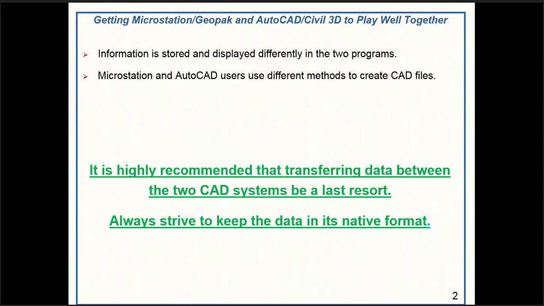So once more, it should be noted that some intelligence may be lost when transferring data between the MicroStation and Civil 3D platforms. Essentially, after importing or exporting the data to Civil 3D, you'll only be able to use basic information to filter through your data. The reason for this is because of two things. The information is stored and displayed differently in the two programs, MicroStation and Autodesk. And MicroStation and AutoCAD users often use different methods to create CAD files.